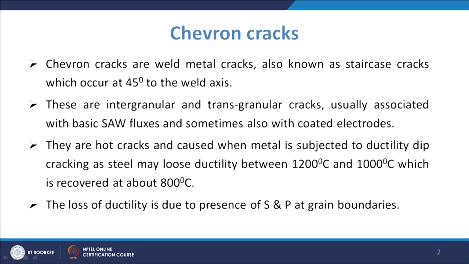Now, they are hot cracks, caused when metal is subjected to ductility dip cracking, as steel may lose ductility between certain temperatures, like 1200 to 1000 degrees centigrade. In that range the steel will lose ductility, and it will be recovered when it comes again to 800 degrees centigrade. So this is what happens when the weld region is undergoing that temperature range.